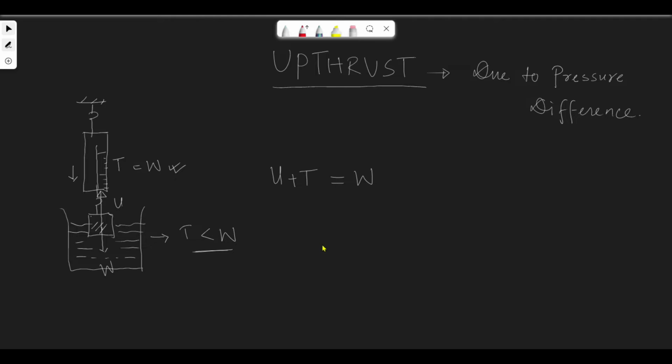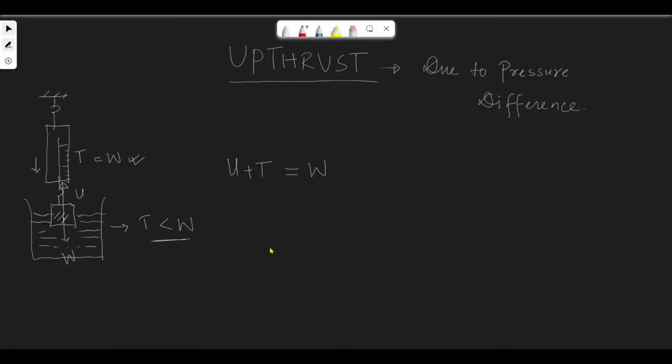Well, we would like to understand, if the object is submerged in water, for example, how we can calculate the upthrust, what upthrust becomes equal to. So for the simplicity of our calculation, we consider this to be a uniformly shaped object which is completely immersed in water.